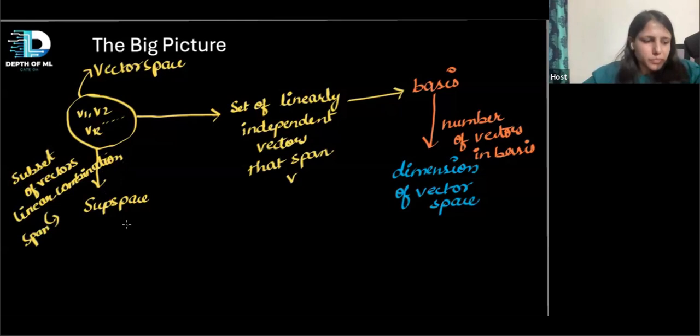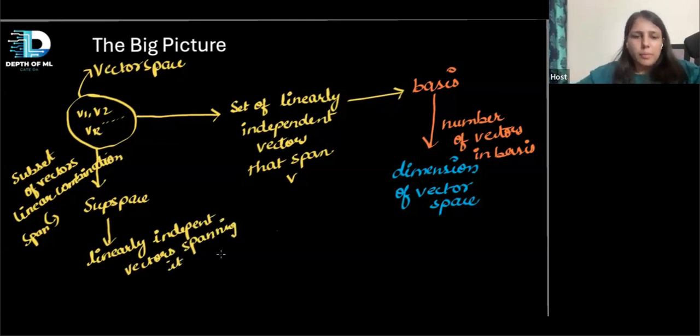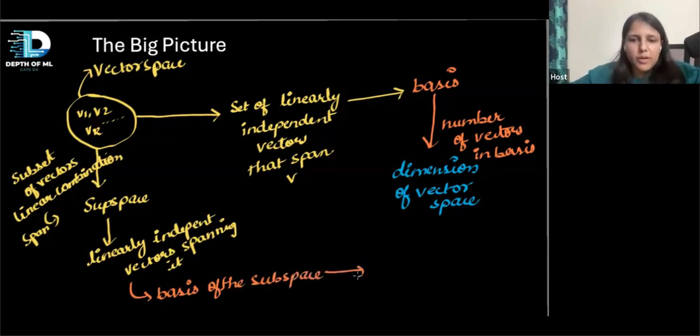Spanning a subspace. Fine. Now, if I take linearly independent vectors spanning this subspace, what will it be? Basis of the subspace, right? So this will be the basis of the subspace. And then if I take the number of vectors in the basis, that is the dimension of the subspace.